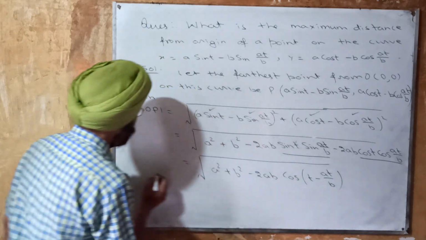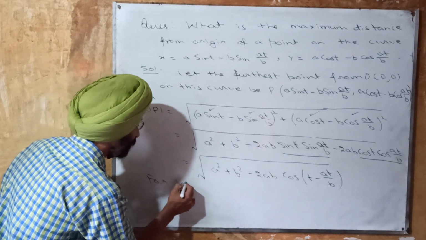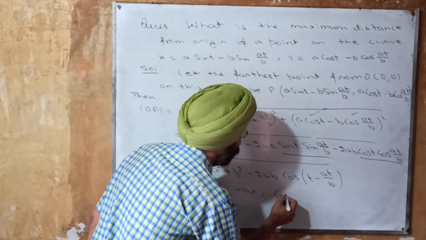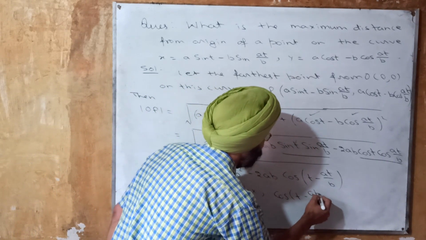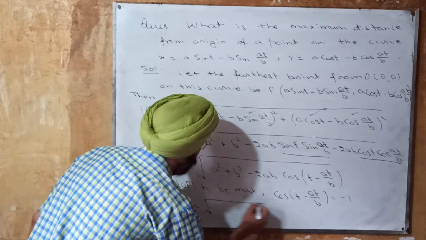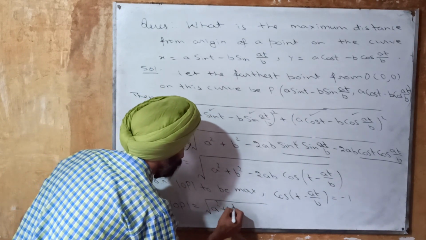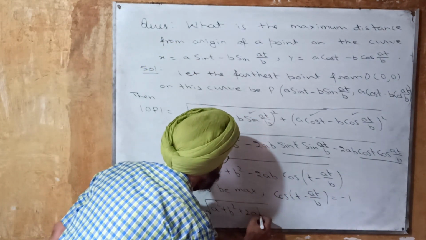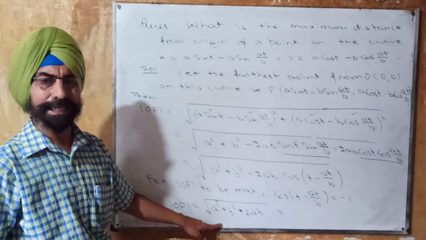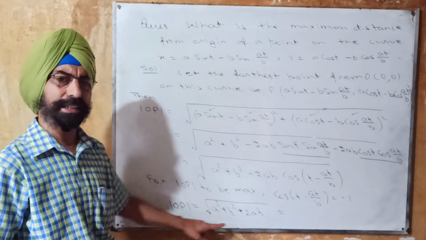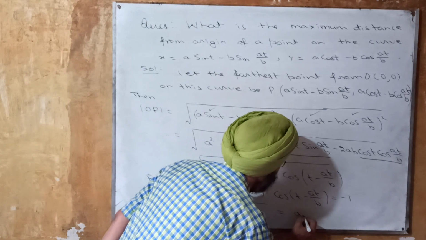So for distance OP to be maximum, cos of t minus a upon b should be minimum, that means minus 1. In that case the distance OP will become square root of a square plus b square, and minus 2ab multiplied by minus 1 will become plus 2ab. Now it is nothing but a plus b whole square under the square root. The square and the square root will cancel once again, and you will get a plus b.